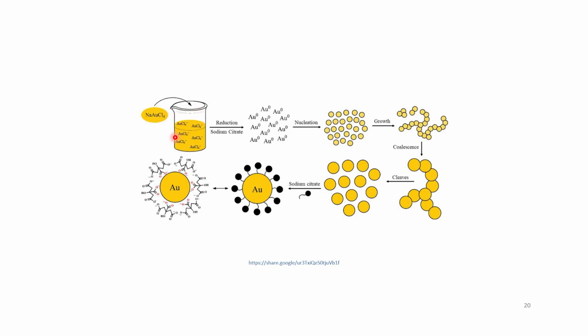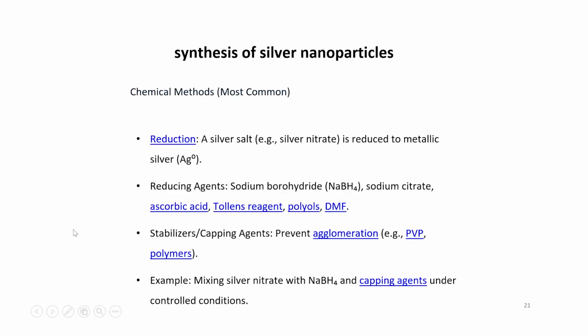So you are starting with a gold metal solution and then you are reducing it with sodium citrate, and you are achieving zero valent gold. Nucleation happens and then growth on those nuclei happens, and these coalesce and cleave to form gold nanoparticles, which are capped with a polymer for stabilization. That is how gold nanoparticles are created.